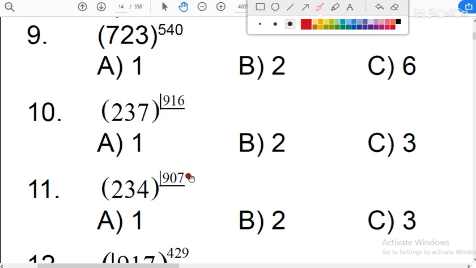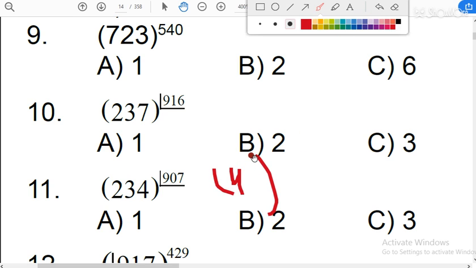So 907 factorial, it is also divisible by 4, there are many 4s available. So if I take 4 raised to the power, okay, it can be difficult. 44907. It will be giving some value. Okay, let's take it as 4 raised to the power 2.